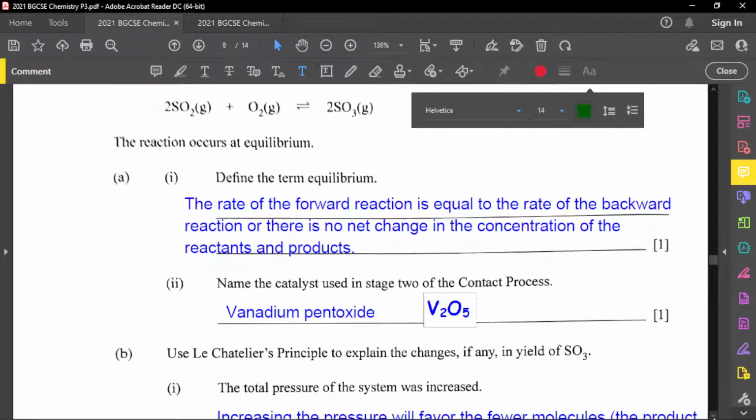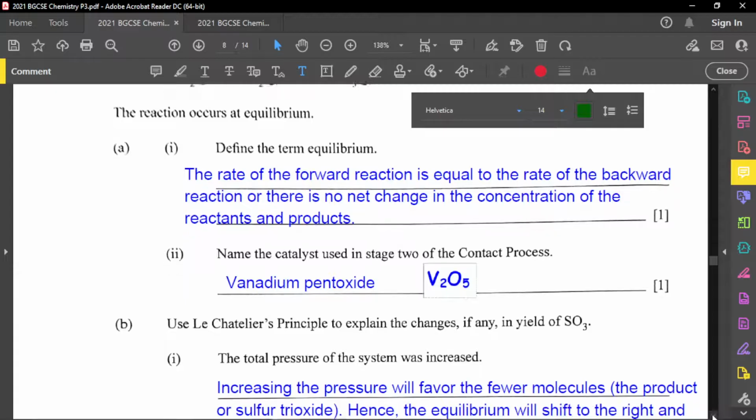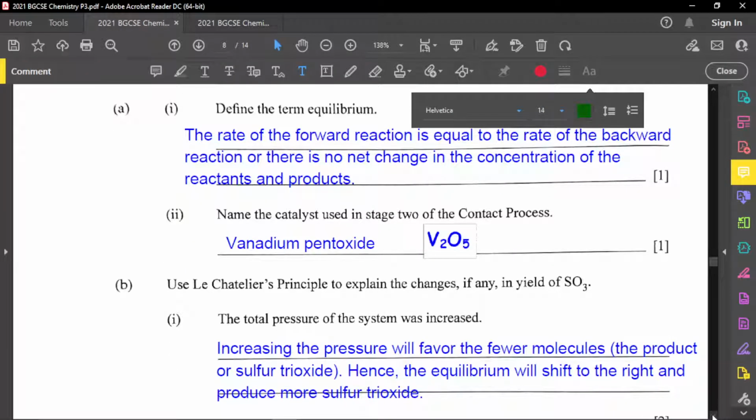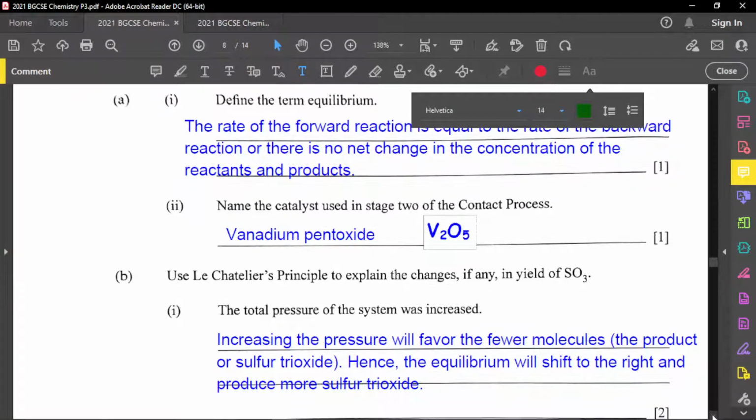All right, so for part 2, it says name the catalyst used in stage 2 of the contact process, and it is vanadium pentoxide, which is V2O5. All right, and that's a common question. I think this was on the question paper in 2019. I can also remember that. I think it was there.